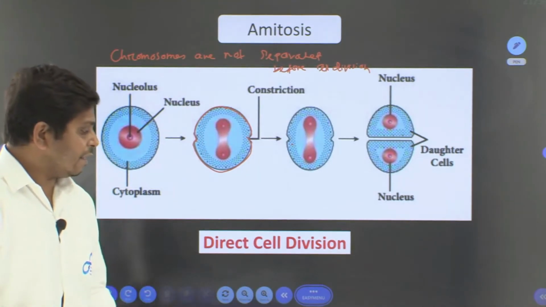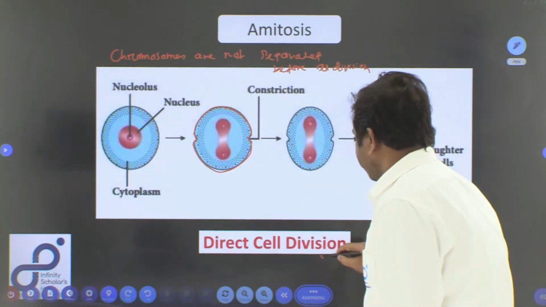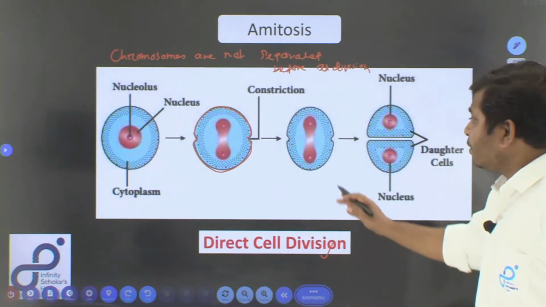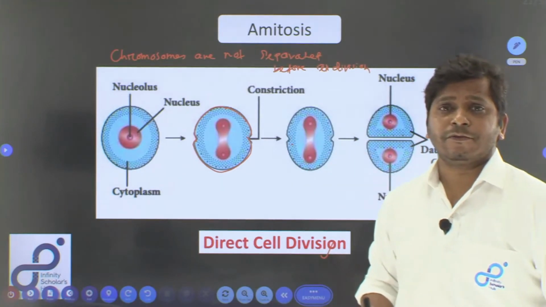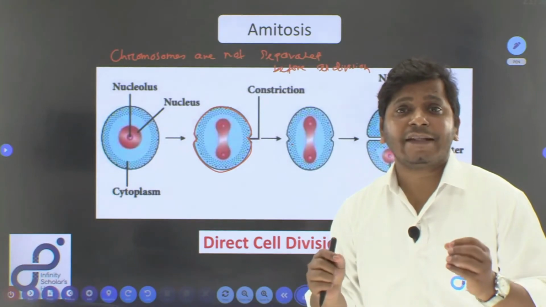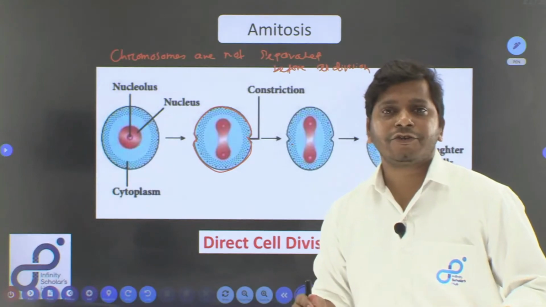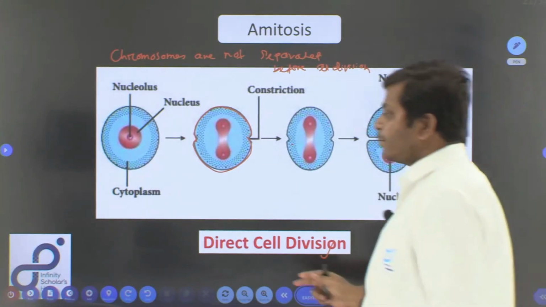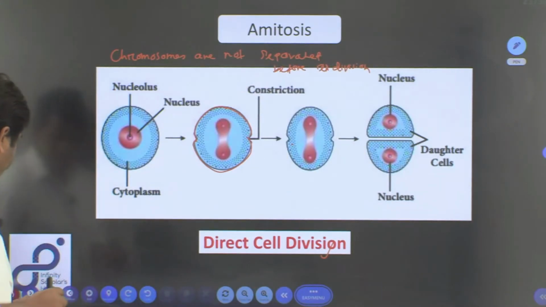This kind of cell division is called direct cell division. In case of direct cell division, there may not always be equal distribution of the chromosomes. The chromosomes may not always be equally distributed. There are chances that it might have some errors of equal distribution of chromosomes. This form of cell division occurs in primitive groups of organisms.